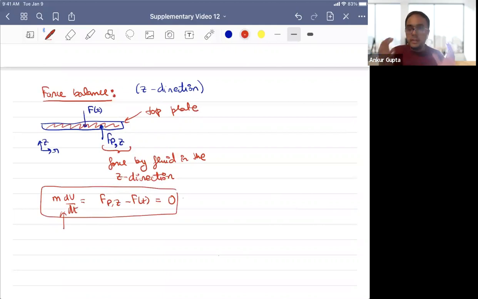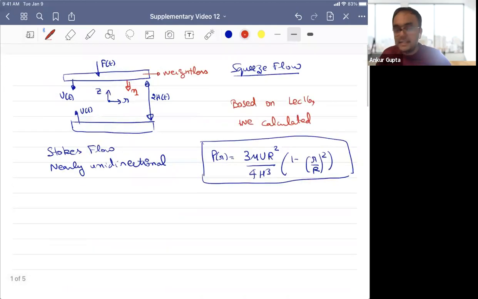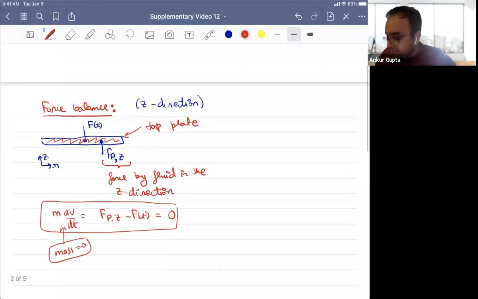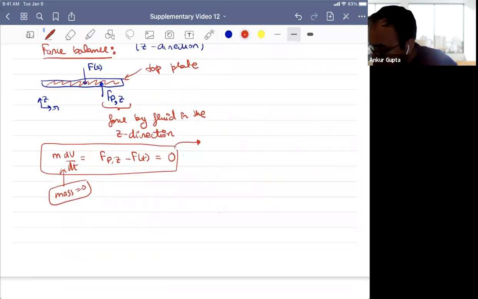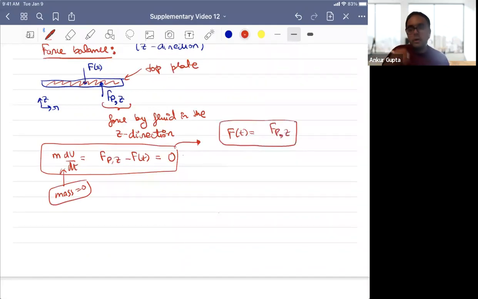I just want to clarify that. And this is equal to 0 because the mass is equal to 0. We have been given that the plate is essentially weightless. Because of that, what we want to do is calculate Ft, so we want to calculate Fpz, which is the force by the fluid on the top plate in the Z direction. That's the goal. This is something which was slightly less clear in the lecture. I hope this makes sense now. We applied the force balance on the plate and equated Ft with Fpz.